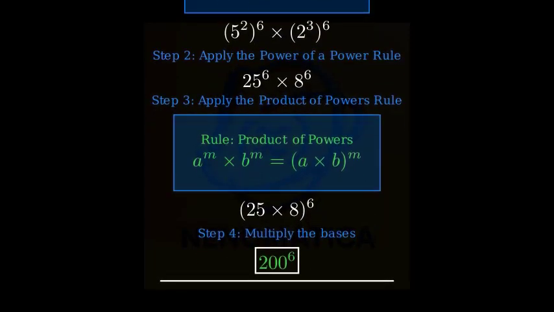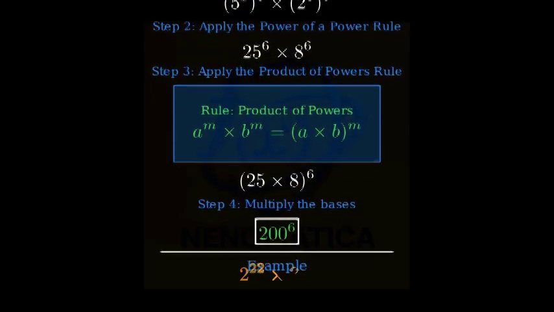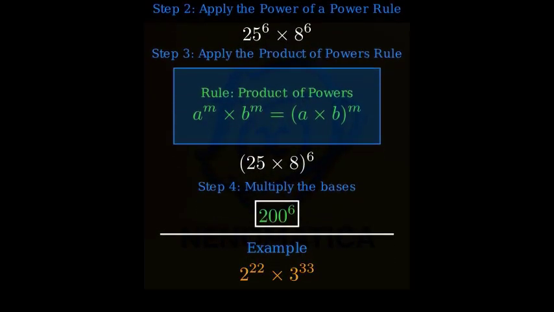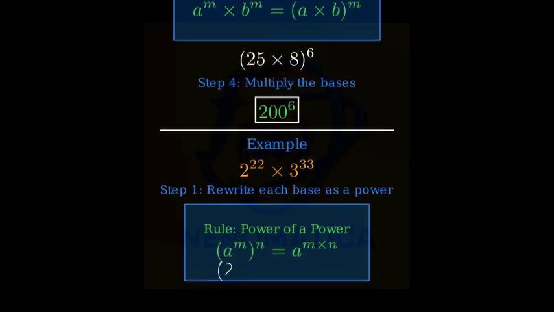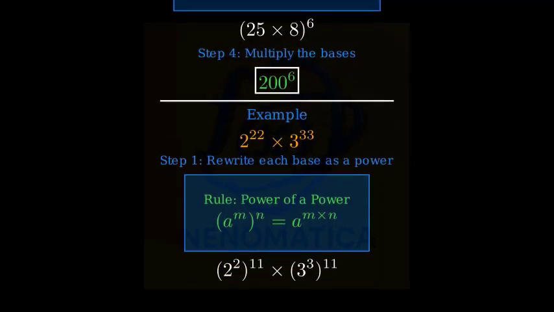Let's try one more example. This time we need to simplify 2 to the 22nd power times 3 to the 33rd power. We'll use the same strategy as in the previous example. First, we'll rewrite the expression to get the same exponents. We can rewrite 2 to the 22nd as 2 squared to the 11th power, and we can rewrite 3 to the 33rd as 3 cubed to the 11th power.